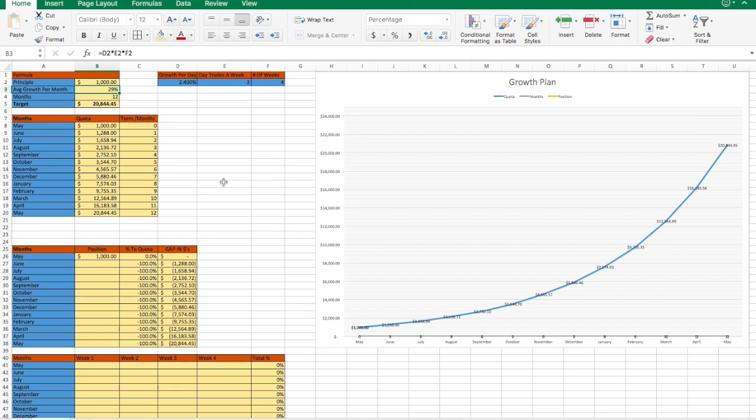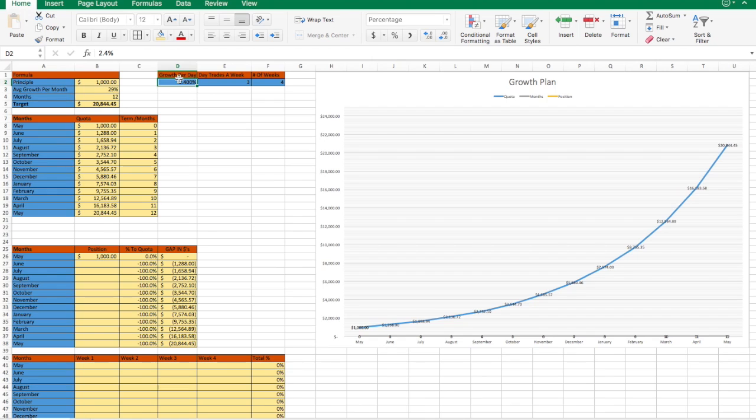So pretty much what I wanted you guys to understand is this is an Excel sheet, right? So you do have to have Excel to actually see these numbers fluctuate. I did this as a template for people that are starting with $1,000, as you can see as the principal investment. You don't necessarily need to change the average growth per month.